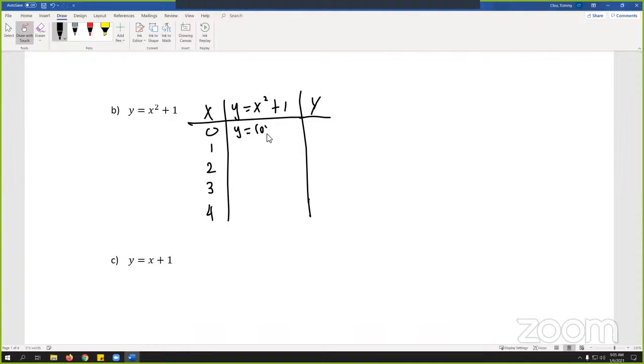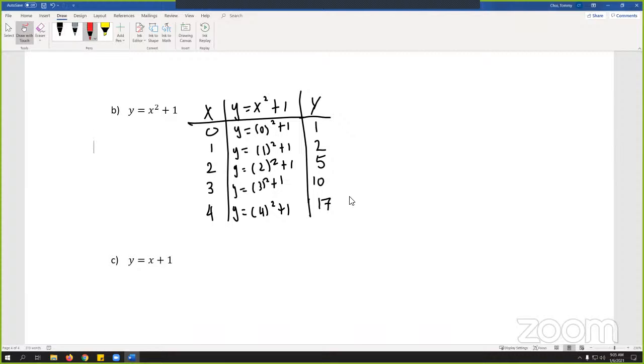Y equals 0 squared plus 1, y equals 1 squared plus 1 here, and then y equals 2 squared plus 1, y equals 3 squared plus 1, and y equals 4 squared plus 1. So we have these here, and then on the right side is solving it. So 0 squared plus 1 is 1, 1 squared plus 1 is 2, 2 squared plus 1 is 5, 3 squared plus 1 is 10, and then 4 squared plus 1 is 17.